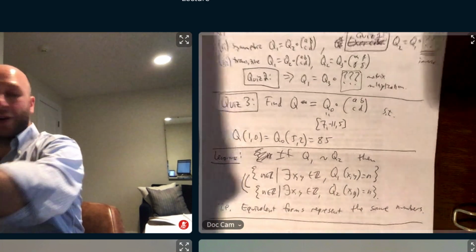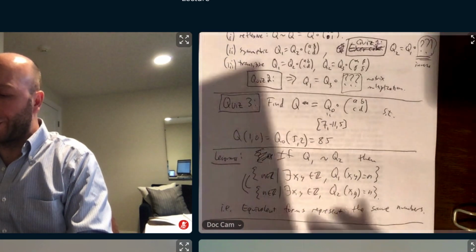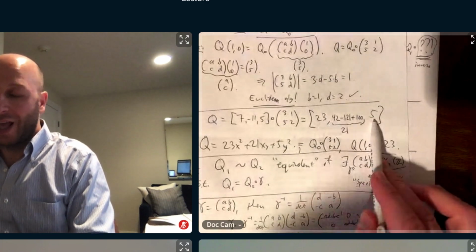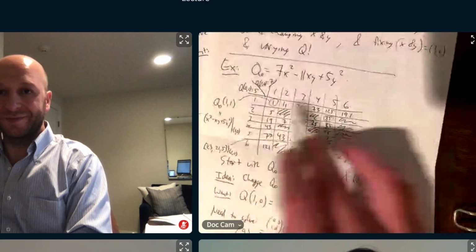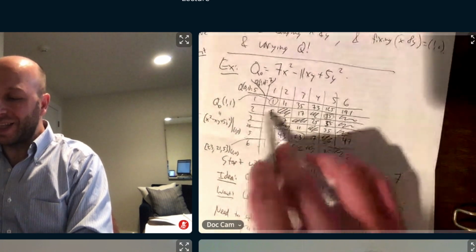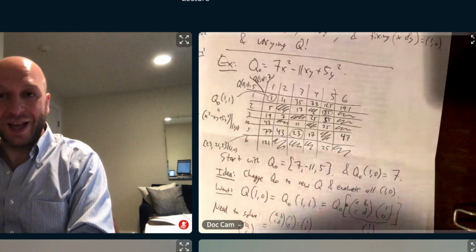So if we start with this new form, 23, 21, 5, and we start making tables just like this, we're going to see the same numbers, not in the same places. They're going to get shuffled around, but we're going to see the same numbers. So let me make that remark.